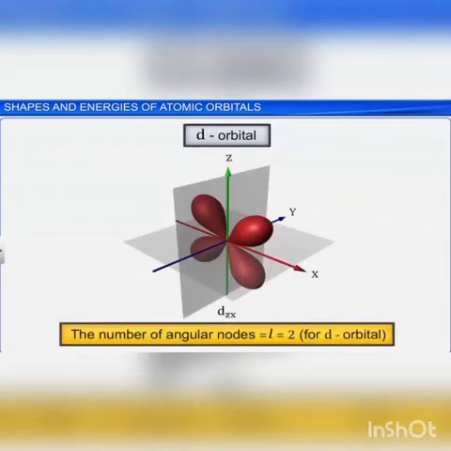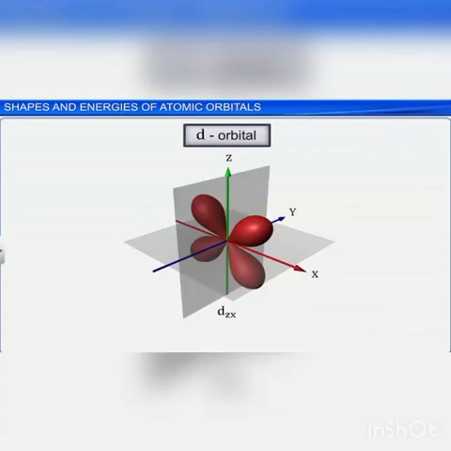Hence, 2 angular nodes exist for a d orbital. For example, for the dxz orbital, there are 2 nodal planes passing through the origin and bisecting the xz plane containing the y-axis.